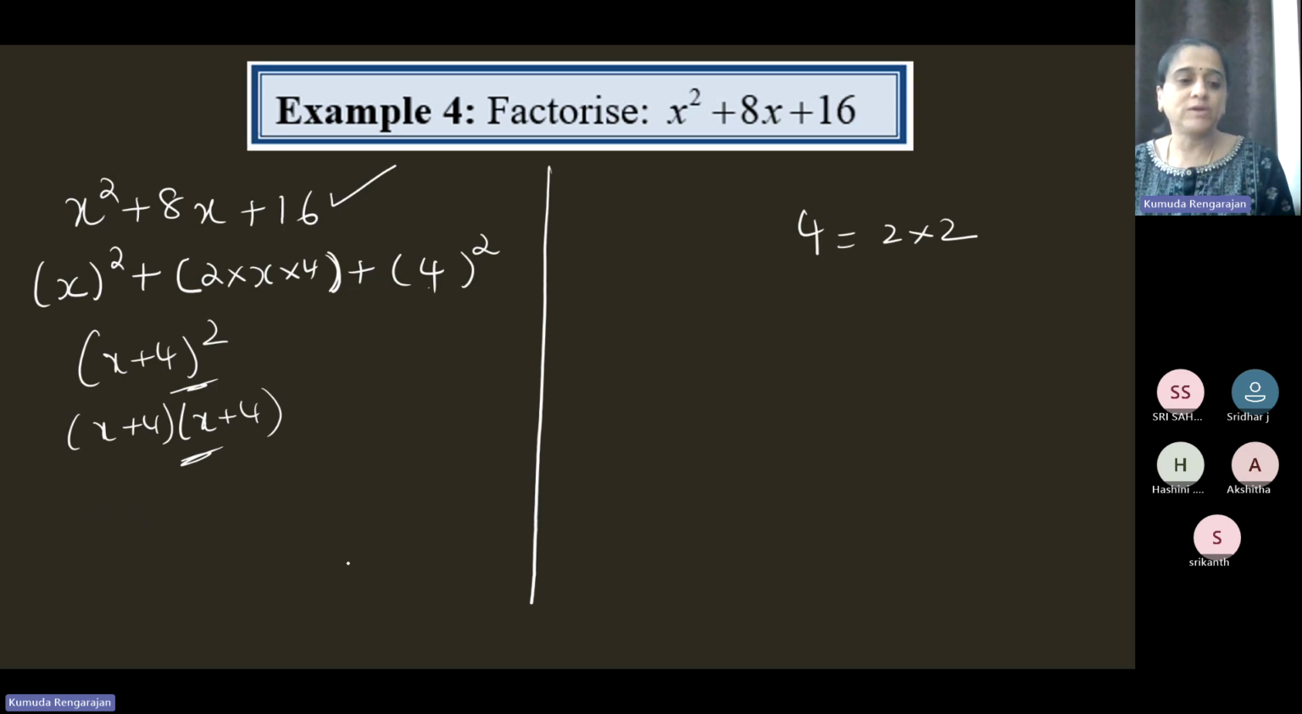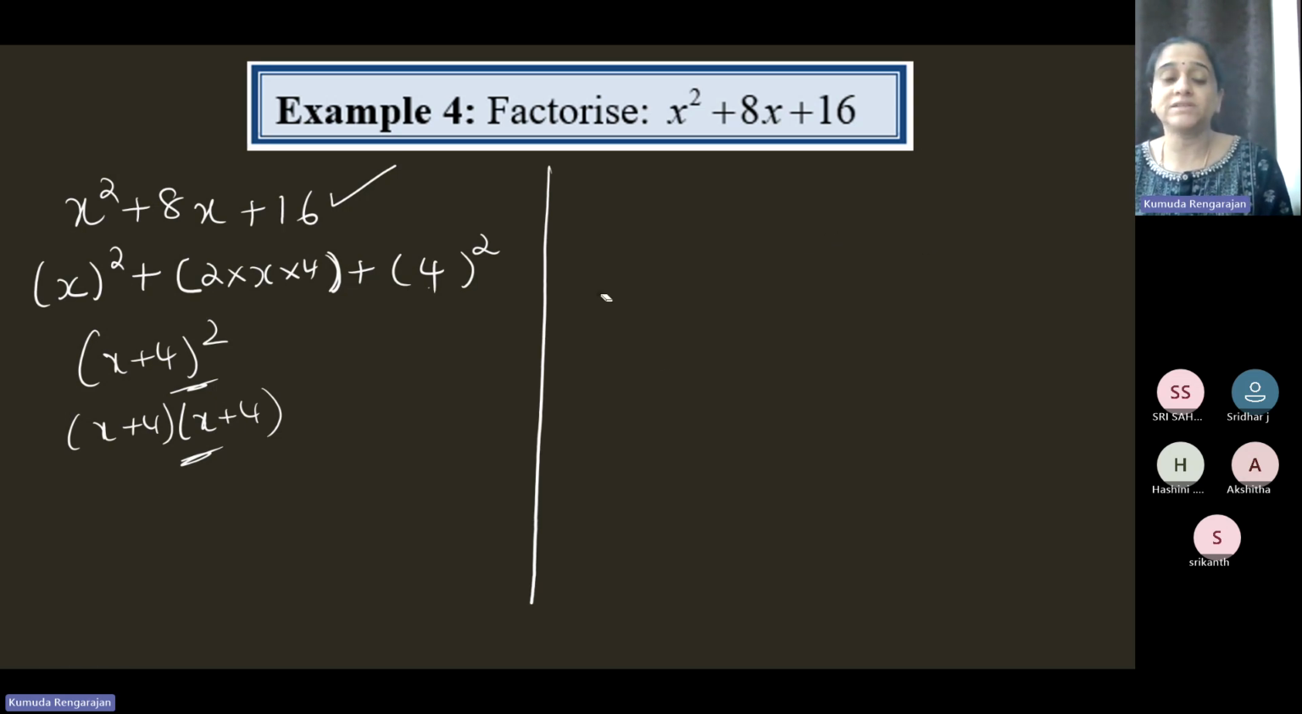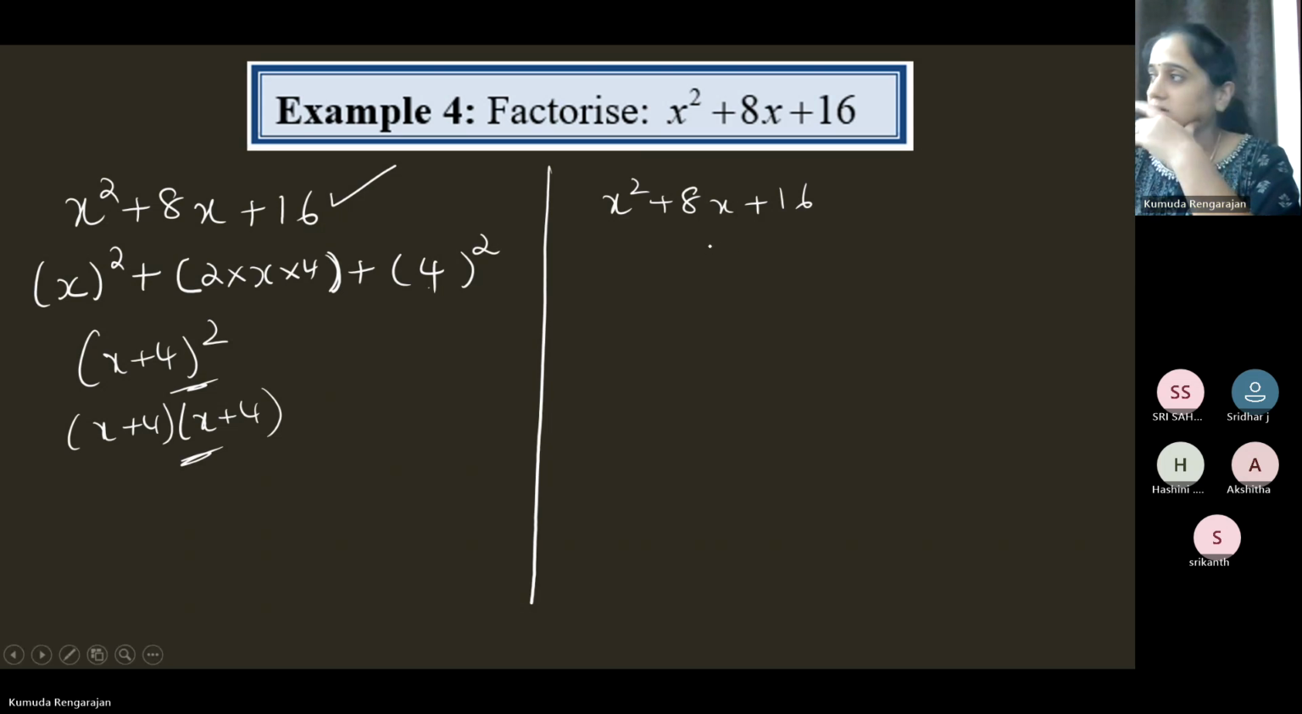Now we'll factorize this by splitting the middle term. x squared plus 8x plus 16. Splitting the middle term. Listen carefully. The first term is an x squared term. The second one is an x term. The third one is a constant.